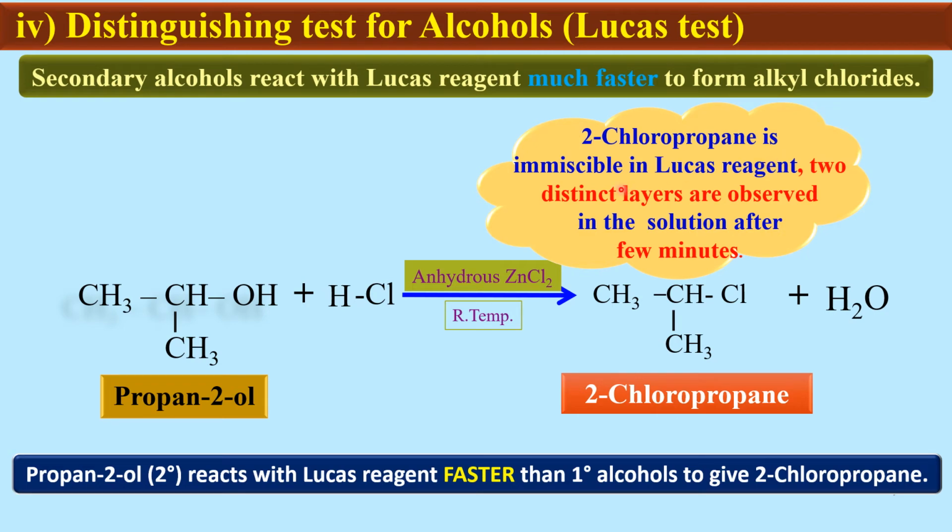2-chloropropane is immiscible in Lucas reagent. So, two distinct layers are observed in the solution after few minutes. Propan-2-ol, that is secondary alcohol, reacts with Lucas reagent faster than primary alcohols to give 2-chloropropane.